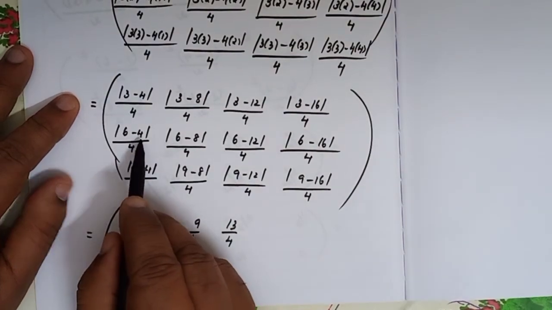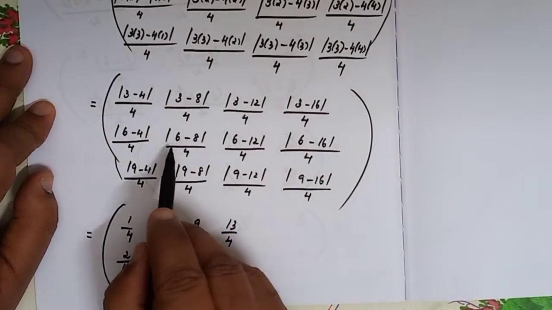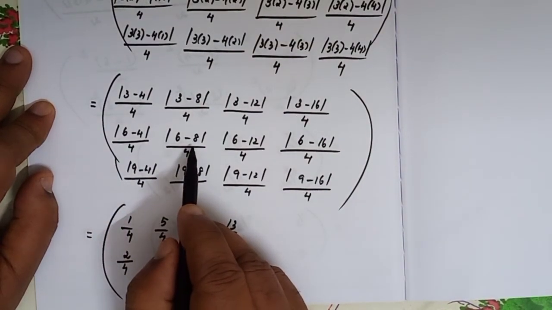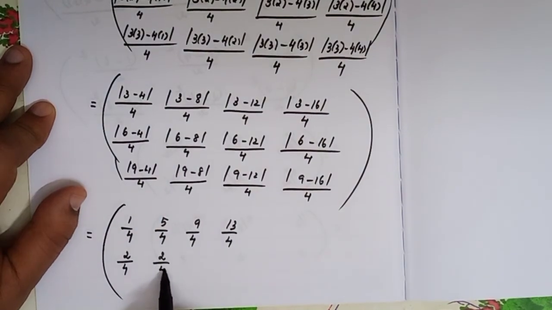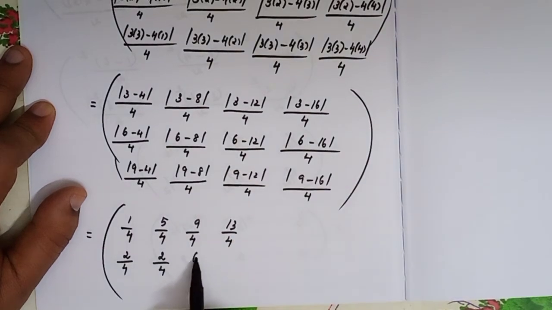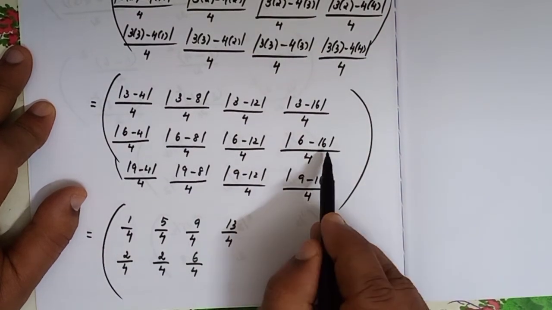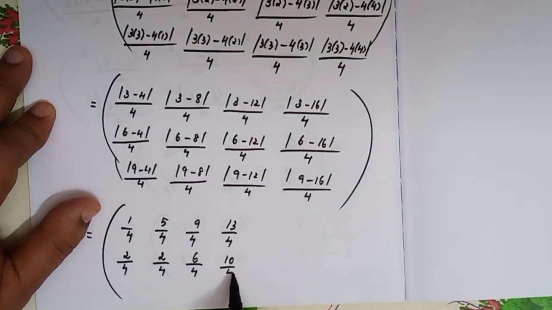6 minus 4 is 2. 2 modulus is 2 only, divided by 4. 6 minus 8 is minus 2. Minus 2 modulus is plus 2 divided by 4. And 6 minus 12 is equal to minus 6. Minus 6 modulus is plus 6 divided by 4. 6 minus 16 is equal to minus 10. Minus 10 modulus is plus 10 divided by 4.